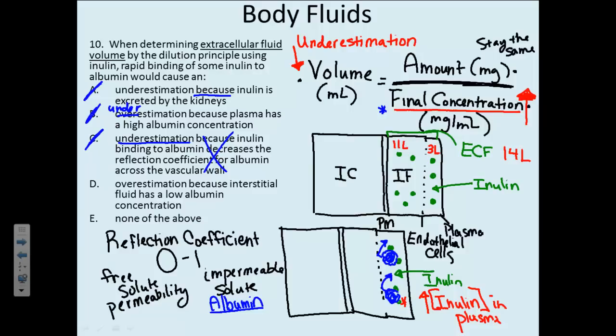All right, and the last one, D, we can actually eliminate as well because we already know we're looking at an underestimation. We determined that. And the reasoning is, it says because interstitial fluid has a low albumin concentration. It's actually a true statement. Interstitial fluid does have a very low albumin concentration. So if we had put underestimation, that could actually be a correct statement. But because we still have over, we also eliminate it.